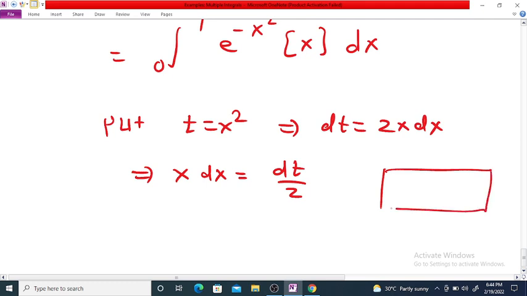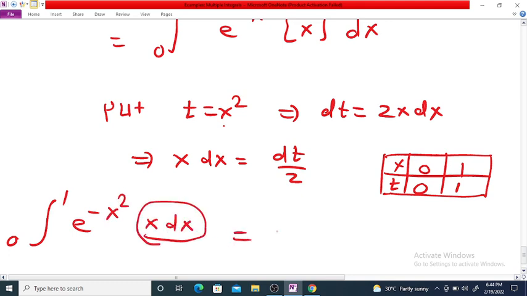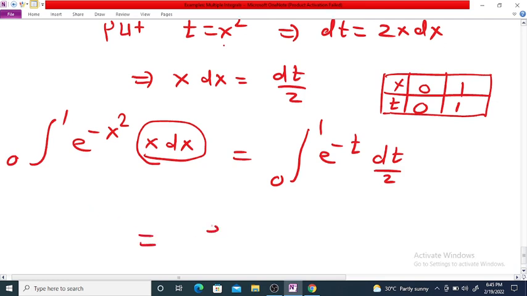That is, you can check here for x and t, it is 0 to 1. For x equal to 0, t is also 0. For x equal to 1, t is 1, and therefore the integral from 0 to 1 of e raised to minus x square x dx, where the value of x dx is dt by 2, is the integral from 0 to 1 of e raised to minus t dt by 2. Now the integration of e raised to minus t is e raised to minus t divided by minus 1, from 0 to 1, into 1 by 2.